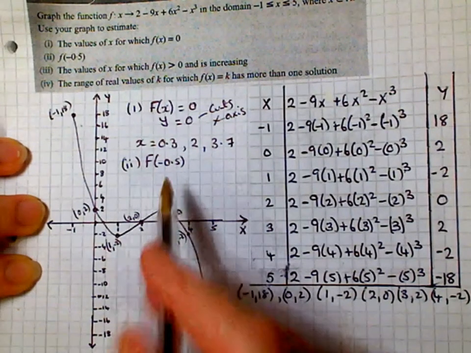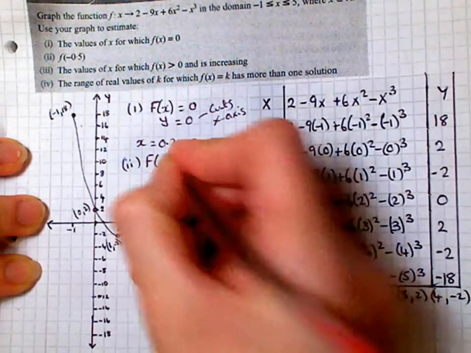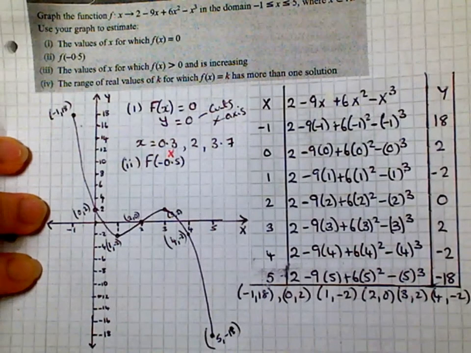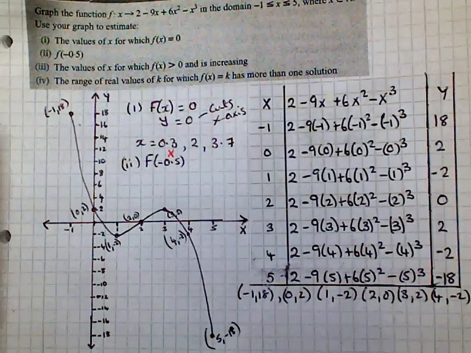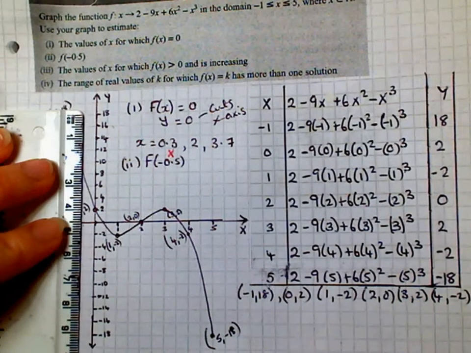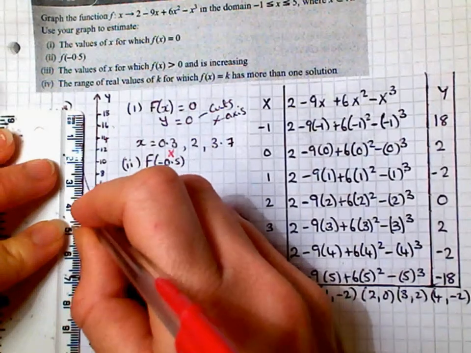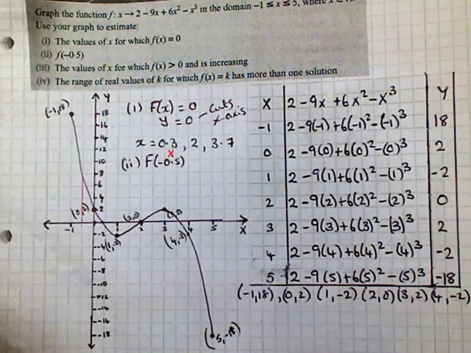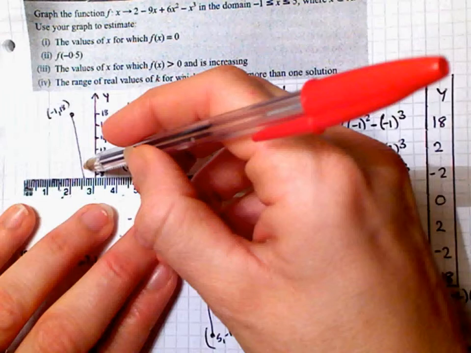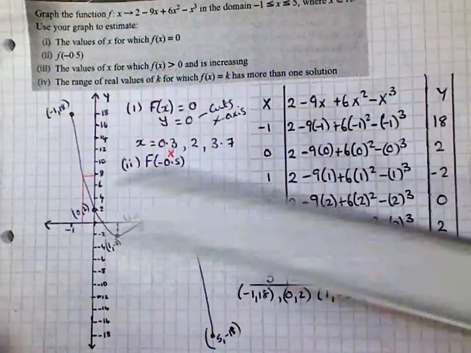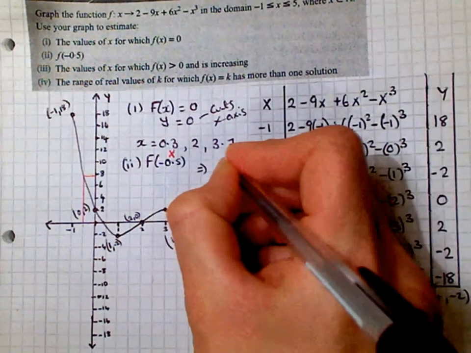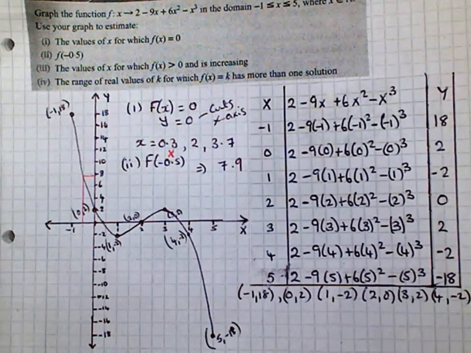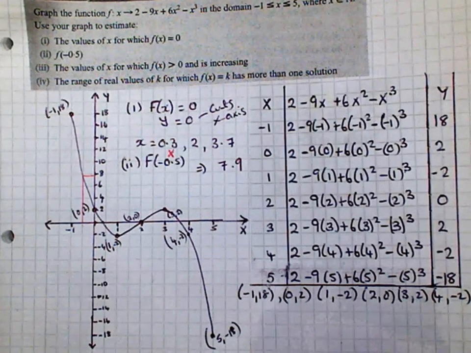Part 2 is asking us to estimate f of -0.5. Now, -0.5 is replacing x. So we locate our -0.5 on the x-axis and we draw our line up to our graph and draw across. So there's -0.5, up to our graph and across. And it looks like it's around 7.9. So our corresponding y value is 7.9.